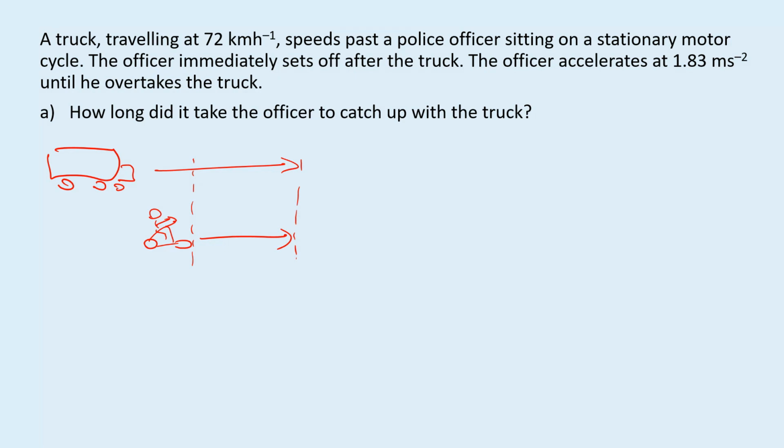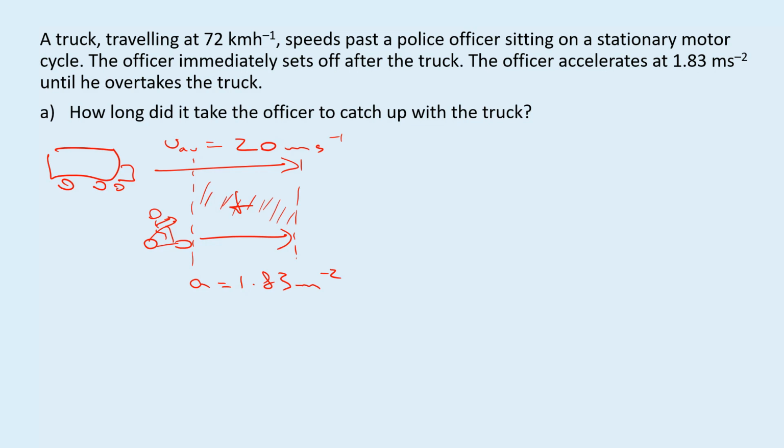So we had the truck's average speed was 72. Now, that's 72 kilometers per hour. So there's our first step, is to actually change that into meters per second. So we take our 72, we divide it by 3.6, and we come out at 20 meters per second. In terms of the police officer, we have an acceleration of, what's the police officer doing? 1.83 meters per second squared. So this is what we have, and we need to find this time, the time in here.